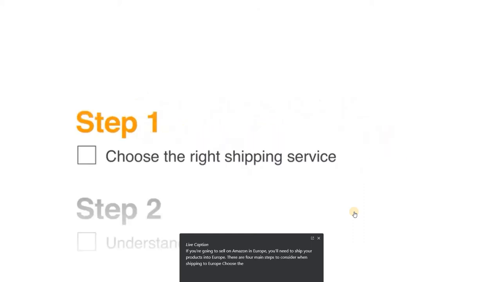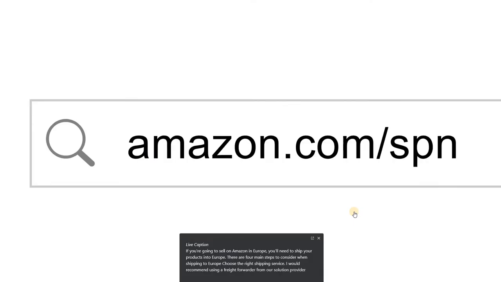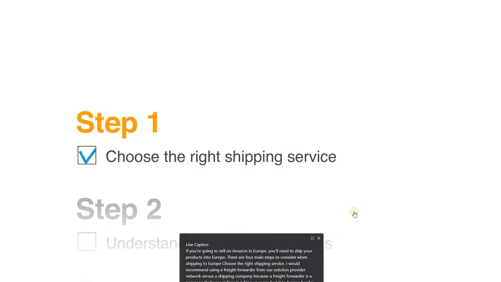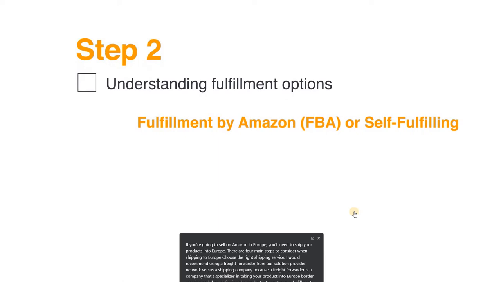Choose the right shipping service. I would recommend using a freight forwarder from our solution provider network versus a shipping company, because a freight forwarder is a company that specializes in taking your products into Europe, border crossing, and then delivering the product into an Amazon fulfillment center. Understand your options. These include FBA, self-fulfilling orders, or a combination of both.